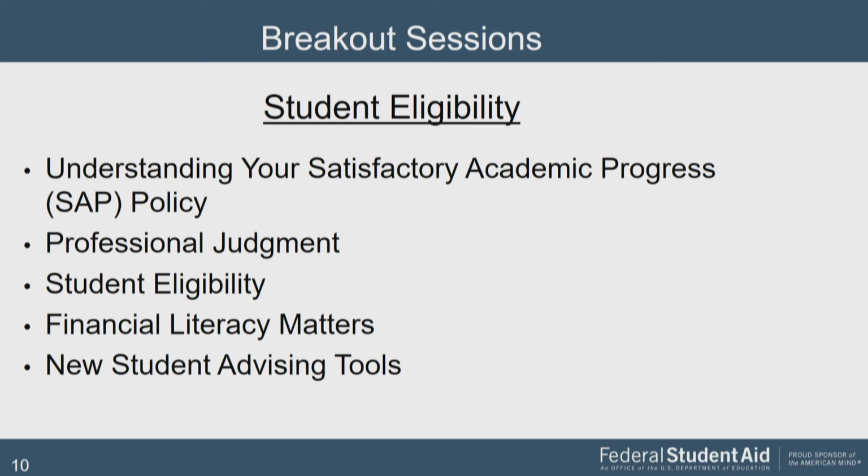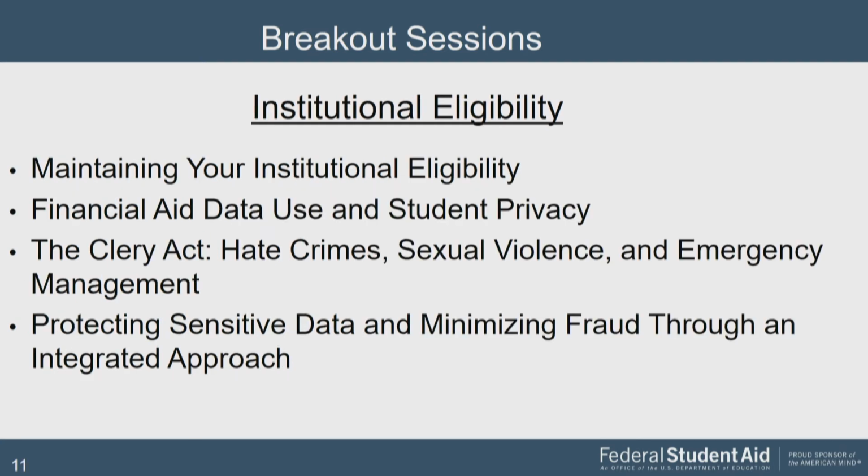For example, understanding your satisfactory academic progress policy, professional judgment, another one on student eligibility. There we go. We talk about student eligibility, financial literacy. We could go on and talk about these things. New student advising tools. These are titles of breakout sessions that you can attend this week.